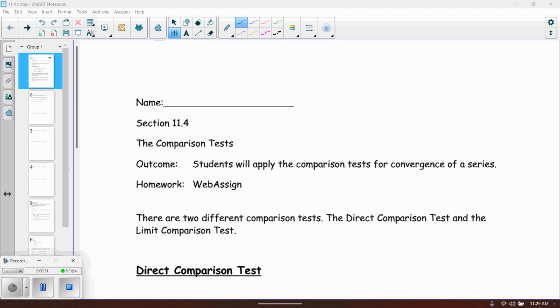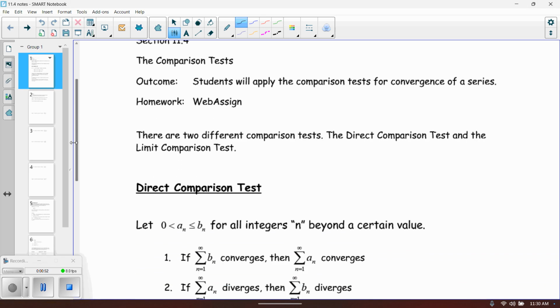I think that the direct comparison test is probably the most intuitive as to how and why it works. The limit comparison test maybe not quite as intuitive, although it does mathematically make sense, but it's probably easier to perform. So let's get to it. The idea is, as the title says, we are going to compare things. What we're going to do, I'm going to go ahead and sketch a graph here.